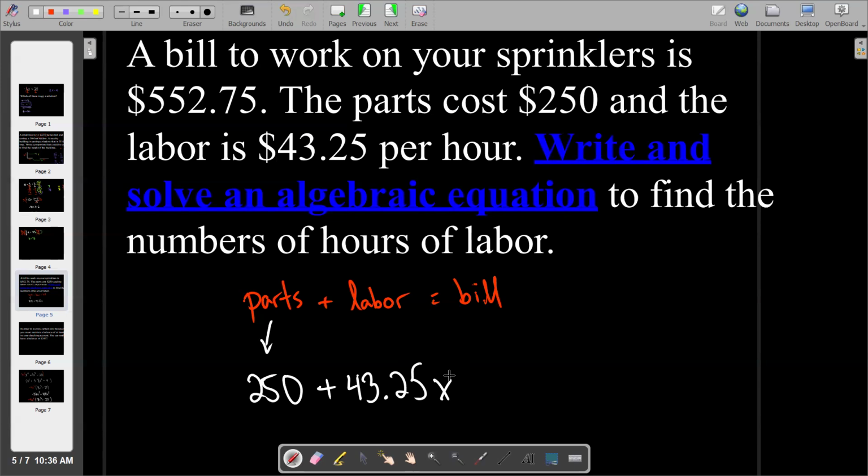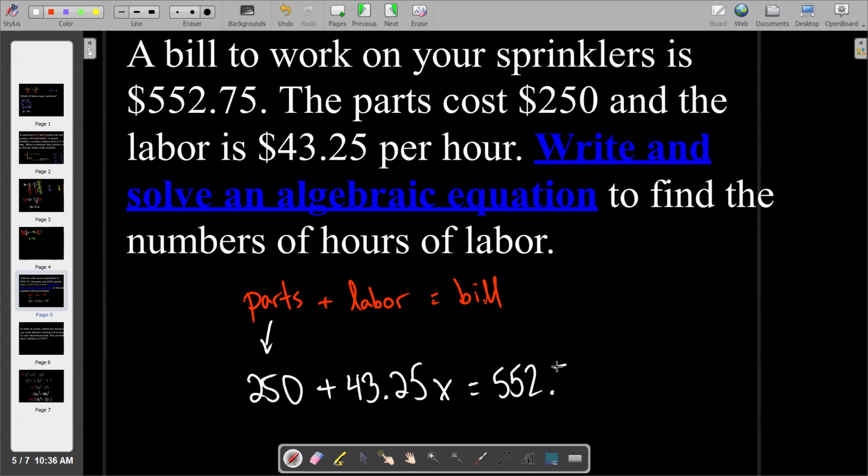Do you all see why that one is where the variable's at? That's the one that changes. That's a variable value. That quantity changes if the person that's working on your sprinklers works for 1 hour or 2 hours. That's the part that changes. And then the bill, the total, we know is what?